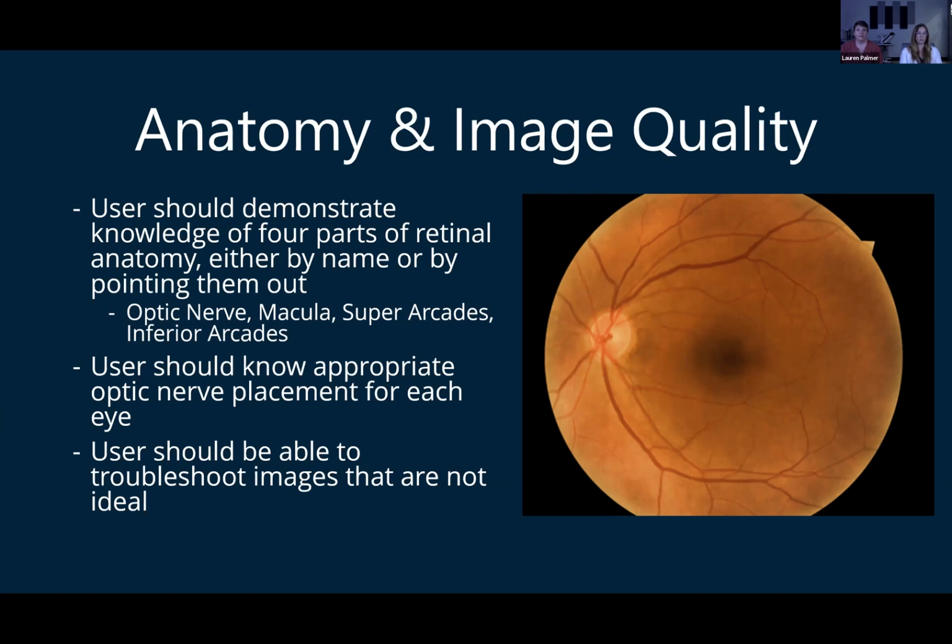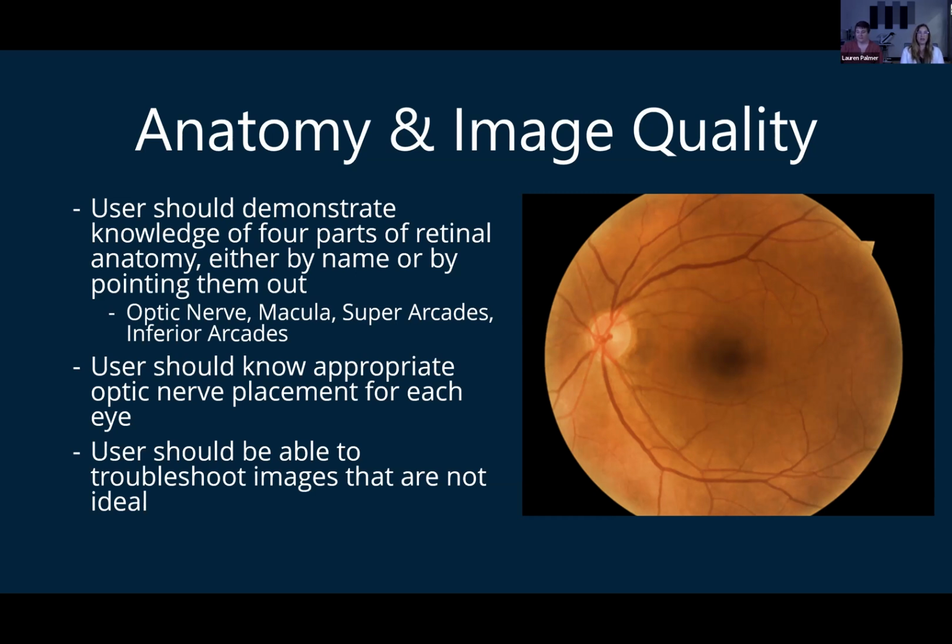So you want to be able to have that user point them out to you or name them specifically and make sure they know where they're supposed to be located in the image. So we know that the optic nerve should be at 3 o'clock for the right eye or 9 o'clock for the left eye. Make sure your new users know that as well.